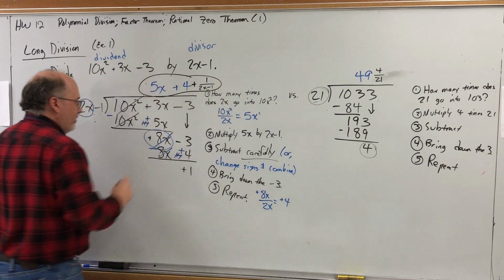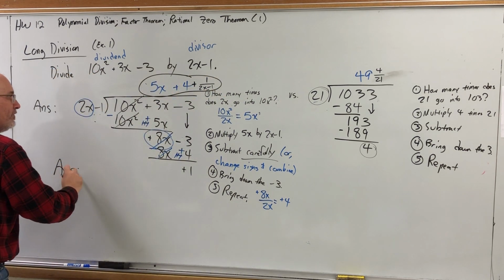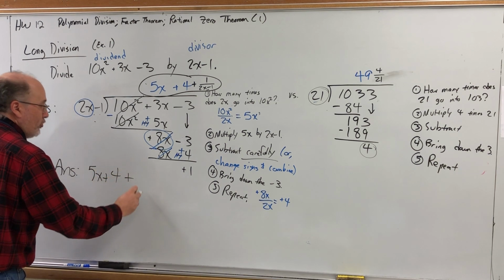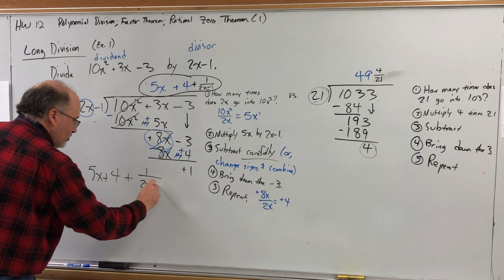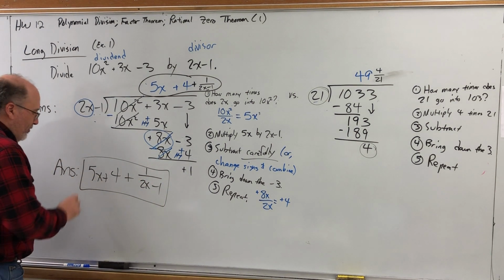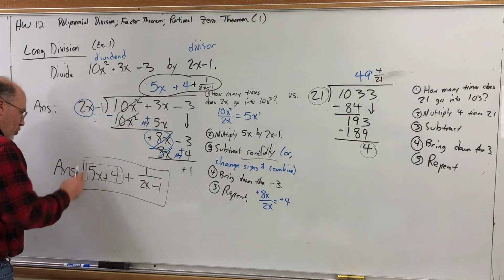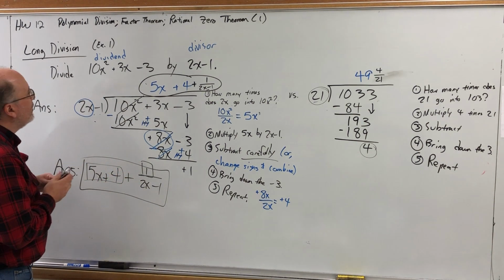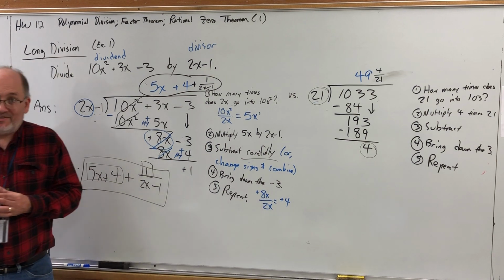Kind of got crowded there, but our answer to this long division problem is 5x plus 4 plus a remainder of 1 over 2x minus 1. And in the homework, that's how they're going to prompt you for the answers. And some of the questions, they have an empty box here for the quotient and an empty box there for the remainder, and you just have to type them in. We'll do another example of long division because I think it needs it.